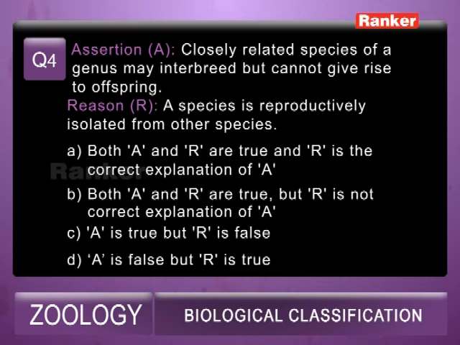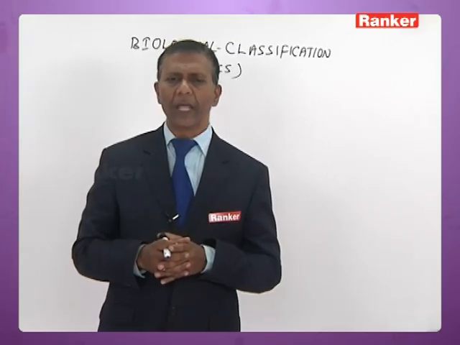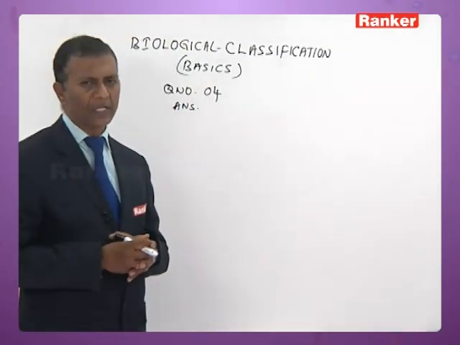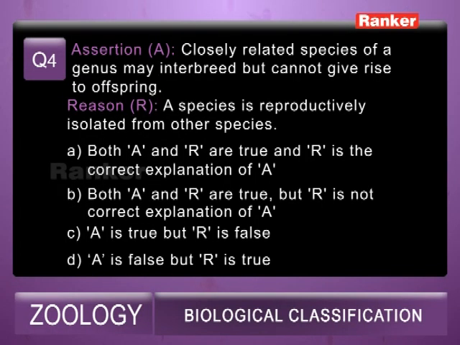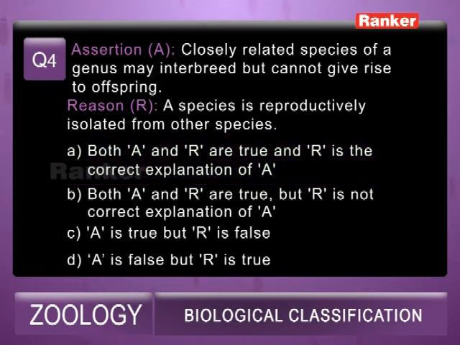Options: A, both A and R are true, R is the correct explanation of A. Option B, both A and R are true, R is not the correct explanation of A. Option C, A is true, R is false. Option D, A is false and R is true. So for question number 4, the correct answer is A, that is both assertion and reason are true, and reason is the correct explanation of assertion.